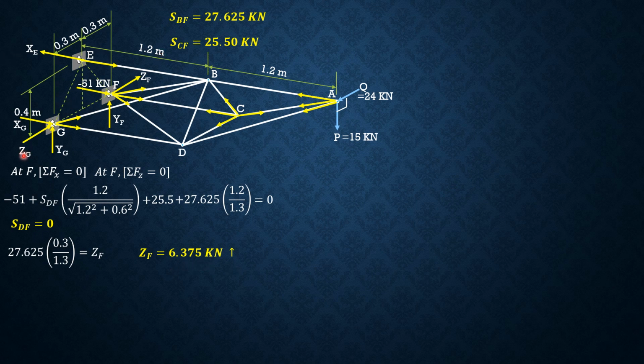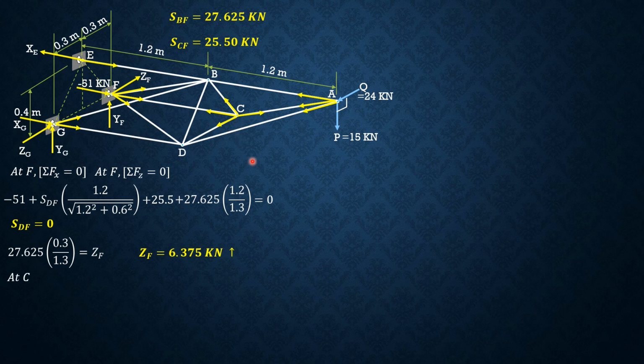So if you can remember, the reaction at G was 17.625 in that direction, plus 6.375 in that direction, equals 24. So it is balanced along Z. So there's no problem about the external reactions. Everything is balanced. Now let's solve for the other missing or remaining forces.